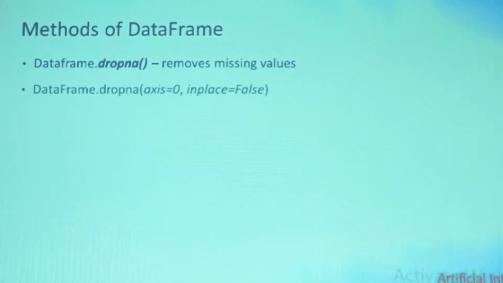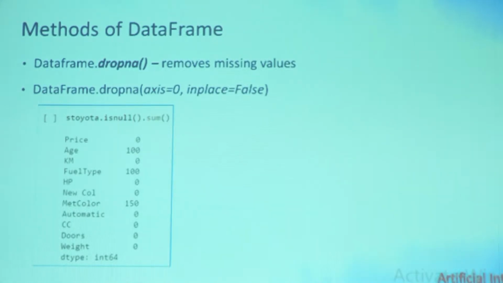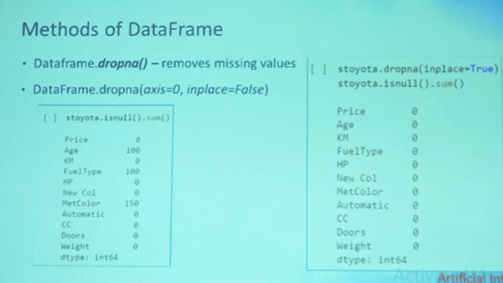Now just have a look: data frame dot dropna, axis equal to 0. What does axis equal to 0 mean, guys? So you are going row wise.